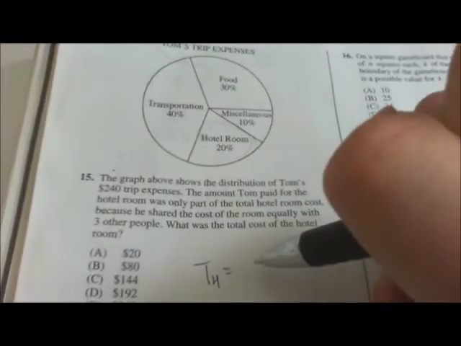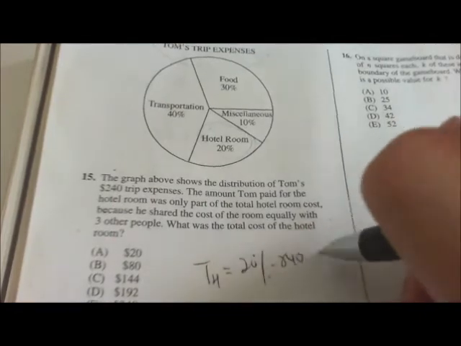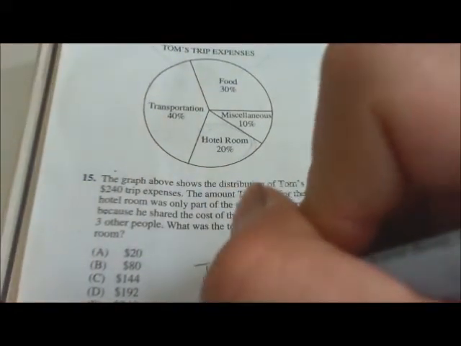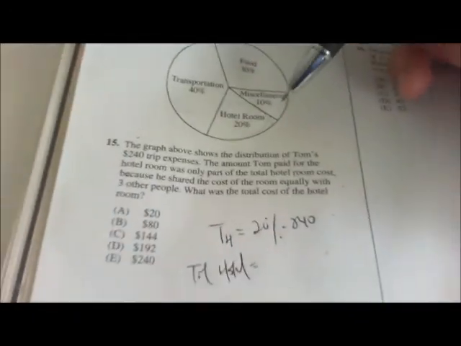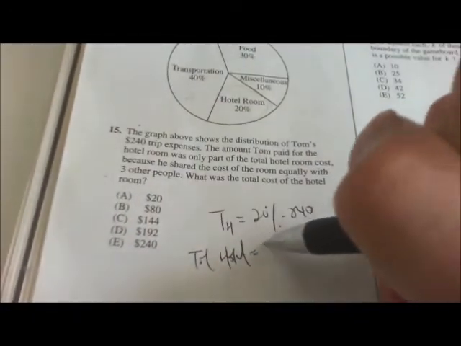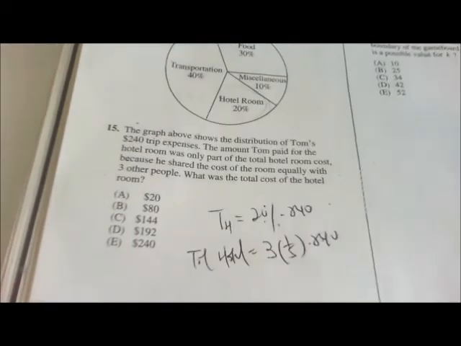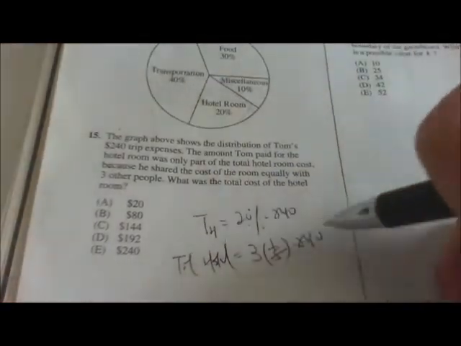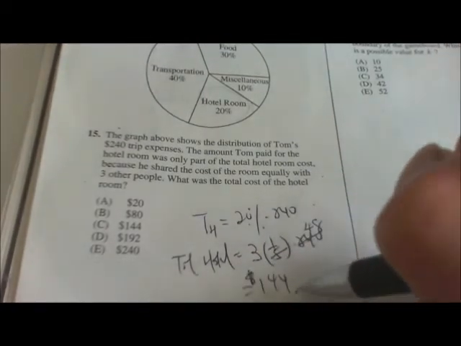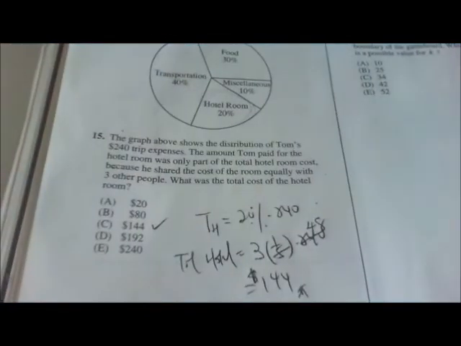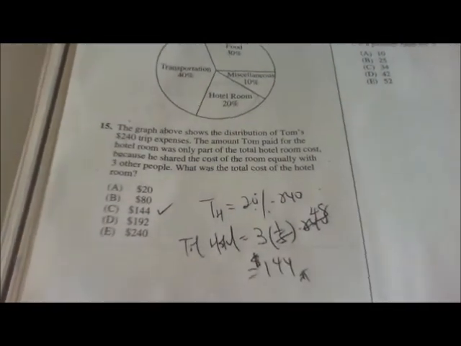Tom's part for the hotel room is equal to 20% of 240. The actual hotel room cost is 3 times this price. So you have to multiply by 3. So 3 times 20% is 1 over 5 times 240. So divide this by 5, you get 48, and 3 times 48 is $144. So the answer is C. So this is the step-by-step explanation.